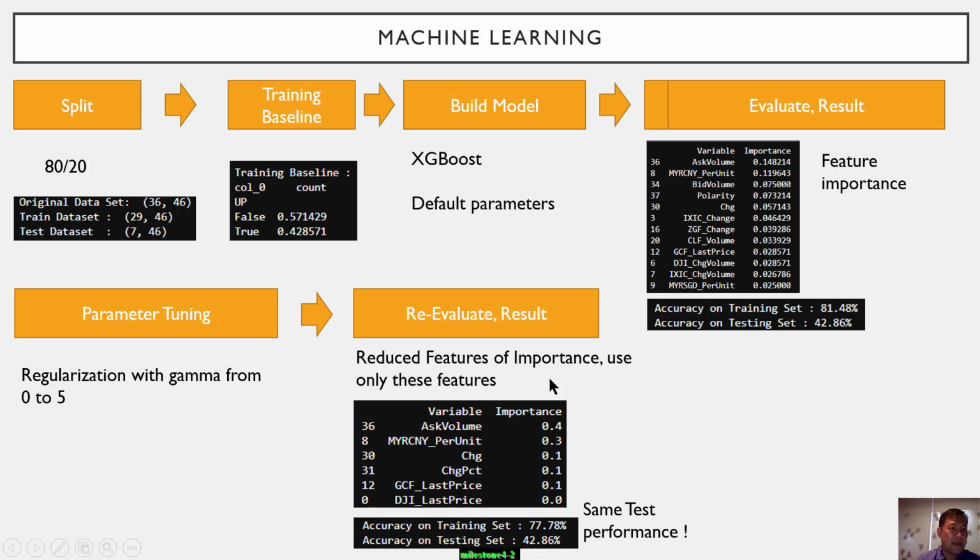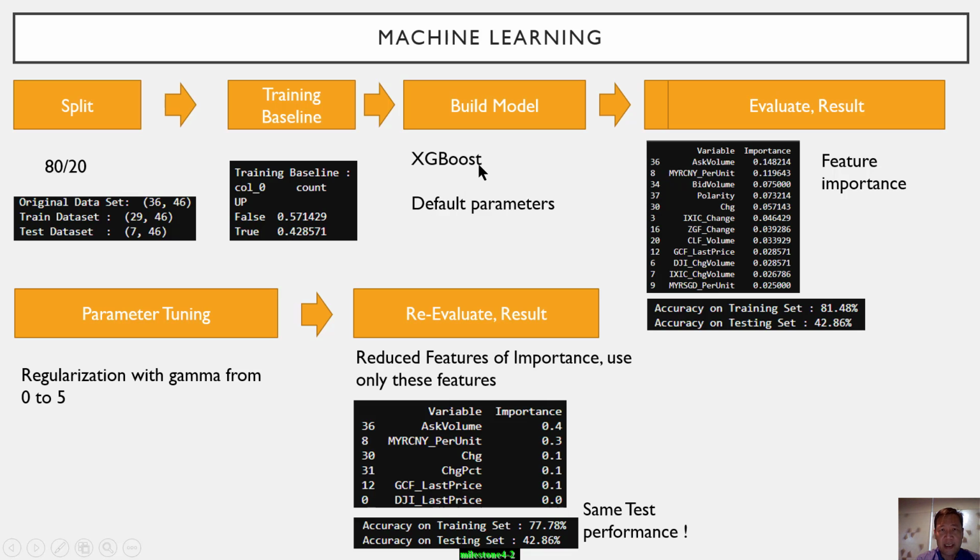Let's look at the machine learning model and approach that we use. First, we split the data 80 and 20. We really only have 36 data sets. So the test set is only 7, the training set is only 29 rows. And we do a baseline first, right? The baseline is really just a naive way to predict that everything will go down tomorrow. Even that naive prediction will give us 57% accuracy. So we want to see whether our machines can beat these predictions or not.